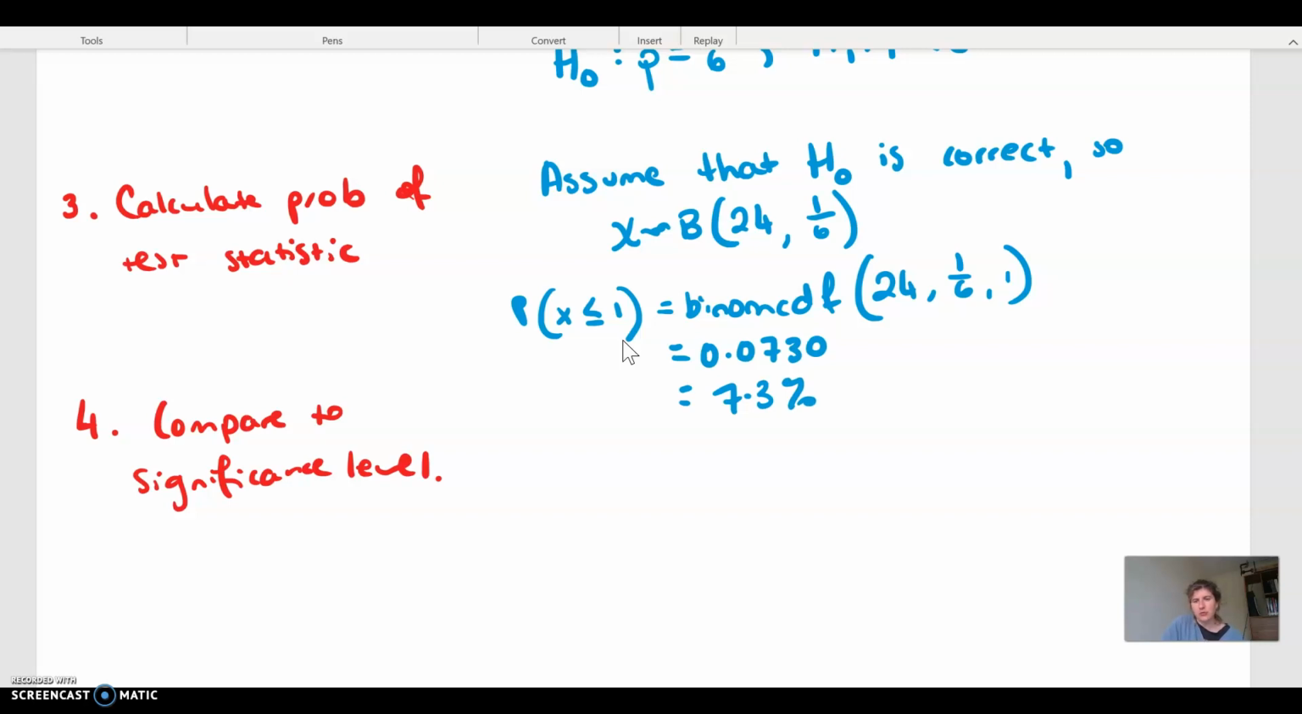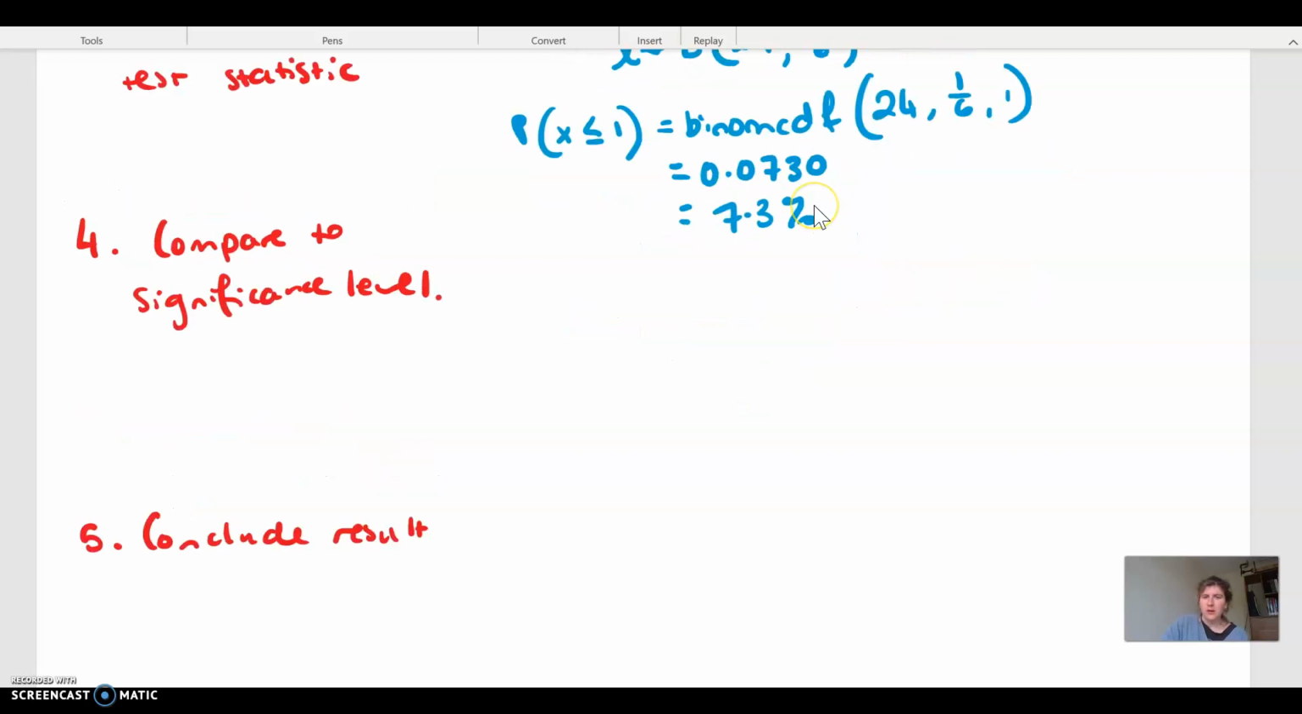All right. So if we think back to what we meant by the significance level, if we rejected our null hypothesis at this stage, there would be a 7.3% chance that we would have incorrectly rejected our null hypothesis, which means that our null hypothesis would actually be true. And because our significance level in this case is 0.05, 7.3% is greater than 5%.